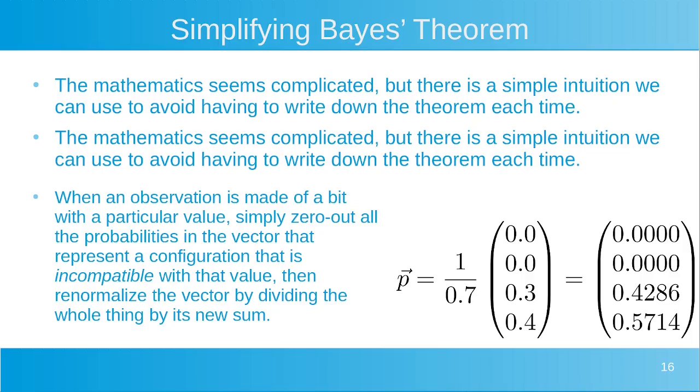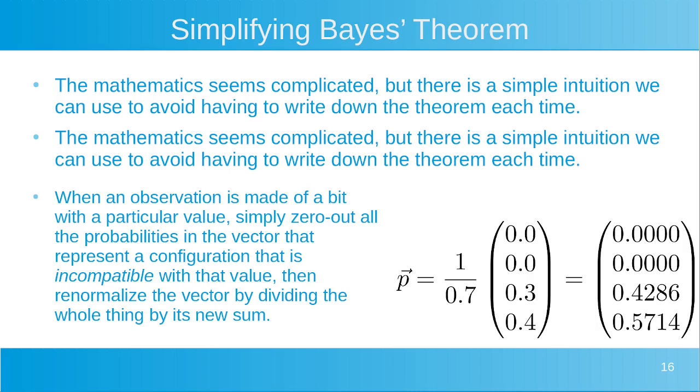Now, let me give you a simpler way to think about Bayes' theorem without having to actually go through this whole complicated calculation. Even though the mathematics sound complicated, if you actually look at what's happening, it's very simple. All we're doing is zeroing out the probabilities of the vector that aren't compatible with what we observed. So if we observe the most significant bit with the value of 1, then we know it's impossible that the system's in the configuration 0, 0 or 0, 1, because in both those configurations, the most significant bit's value is 0 and not 1. So we just set those probabilities in the vector to 0, and then we renormalize the vector. We renormalize it by taking its sum, which in this case is 0.7, after we've zeroed out those values, and we divide it by its sum.